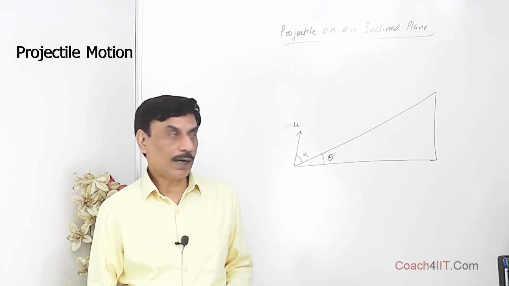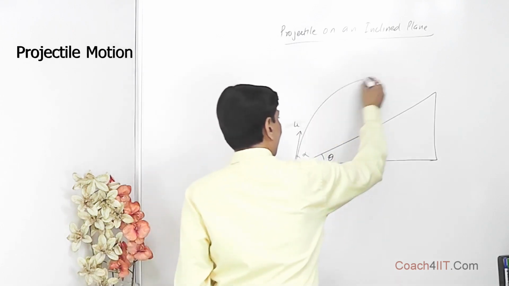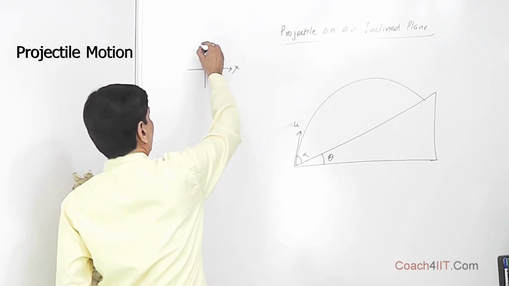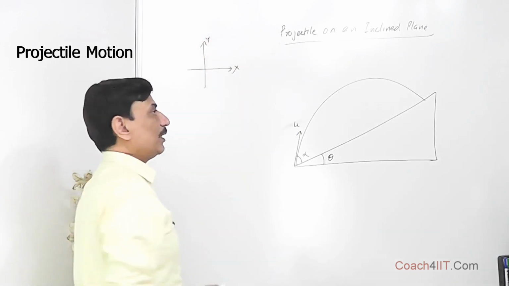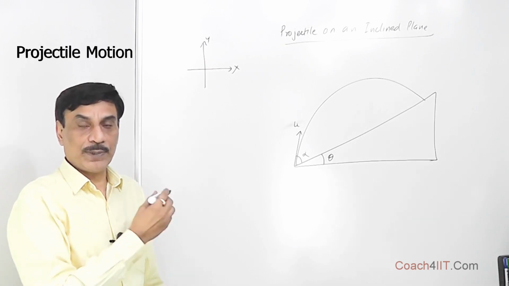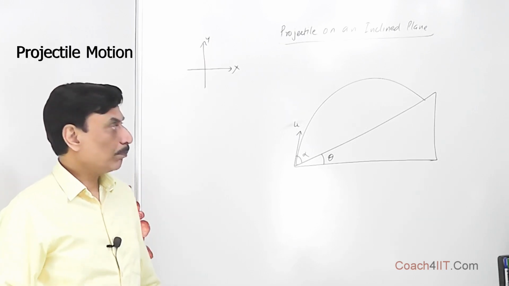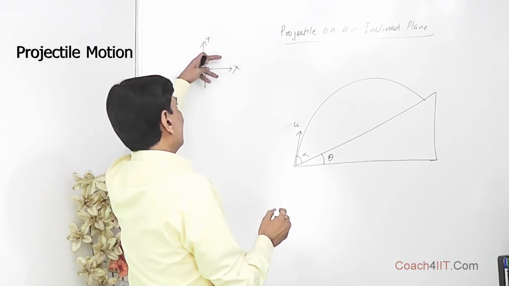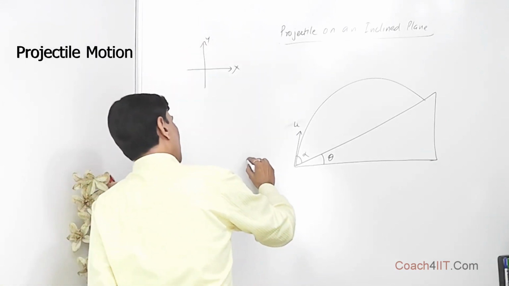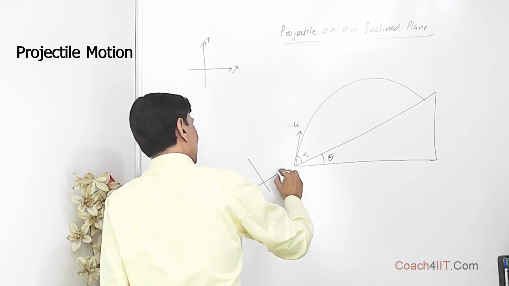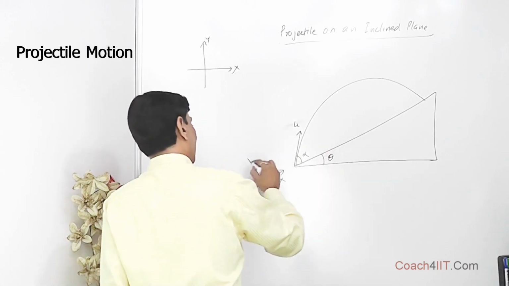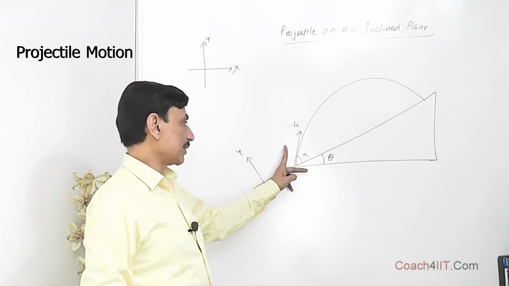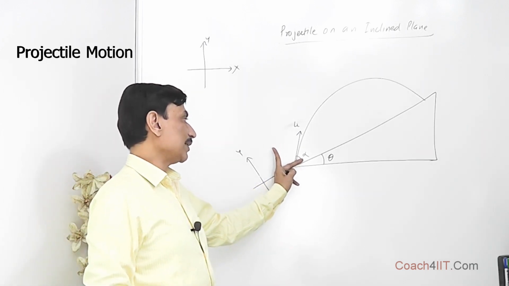Now to find the time of flight of this projectile on an inclined plane, or the range of this projectile up the inclined plane, instead of taking the x-axis and y-axis like this, as we have been taking the reference frame, for the ease of understanding we slightly rotate them. That is, we take the x-axis in this direction parallel to the inclined plane, and we take the y-axis in this direction. Now instead of taking the x-axis and y-axis like this, we have slightly tilted it.